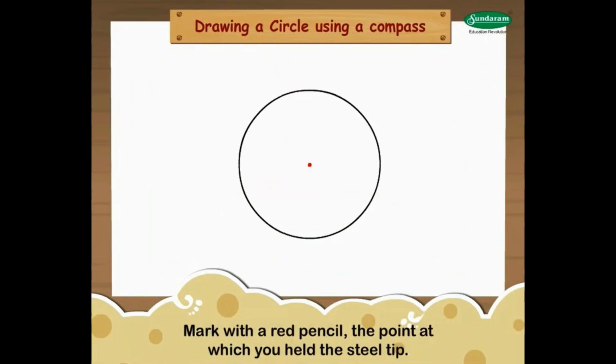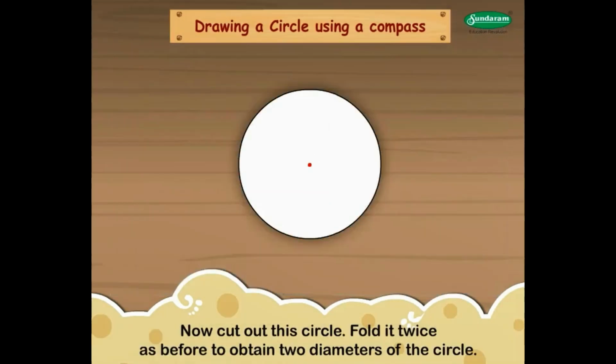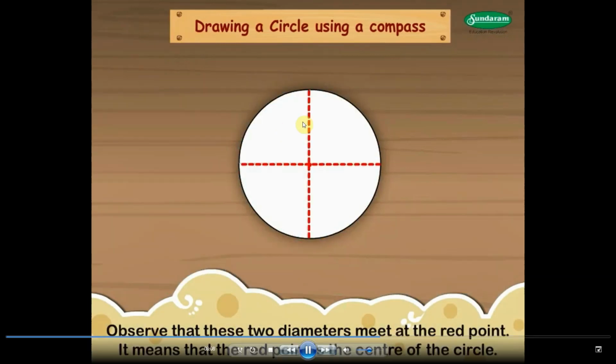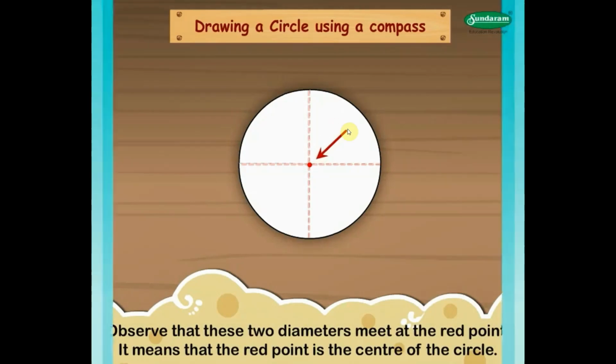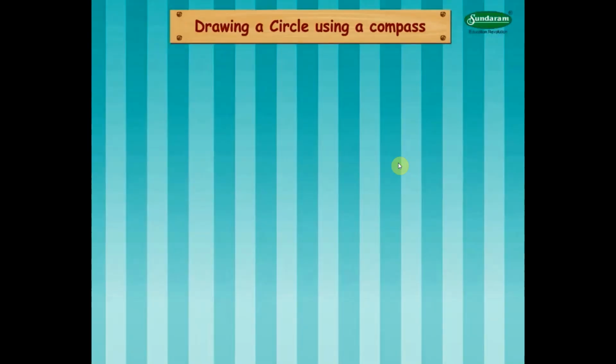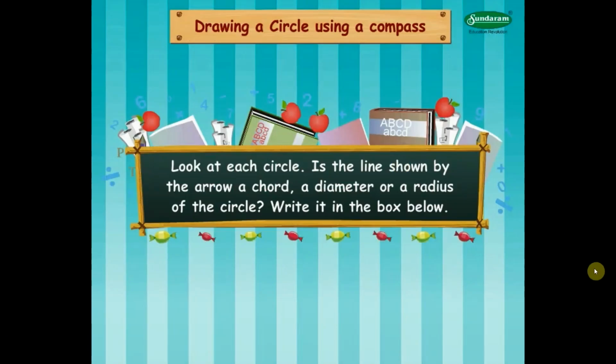Now cut out this circle. Observe how the 2 diameters meet at the red point. It means that the red point is the center of the circle. Look at each circle. Is the line shown by the arrow a chord, a diameter, or a radius of the circle?